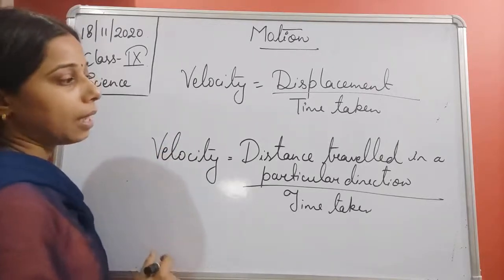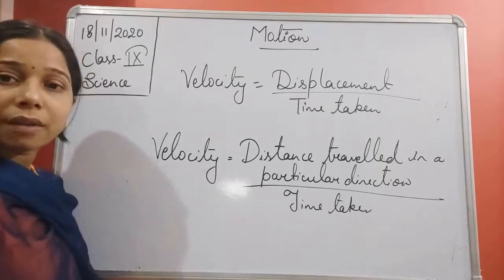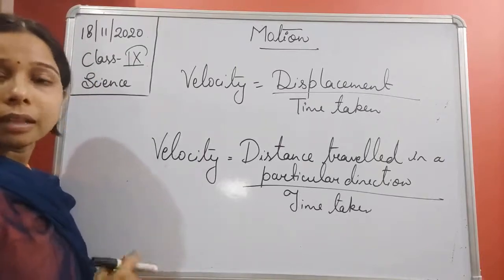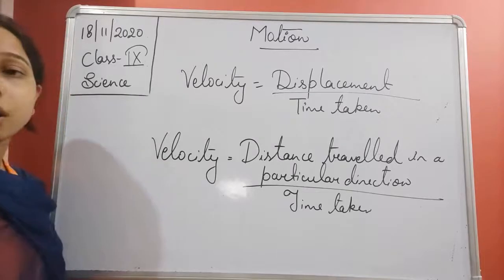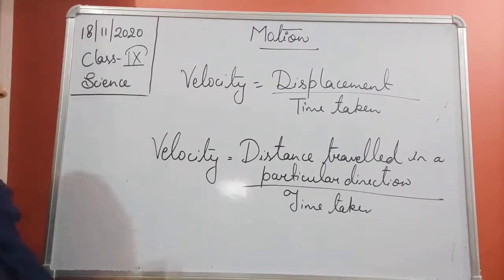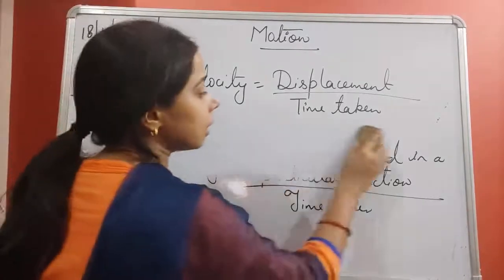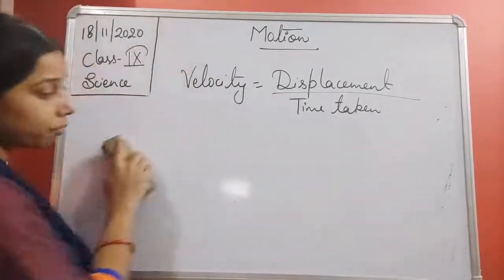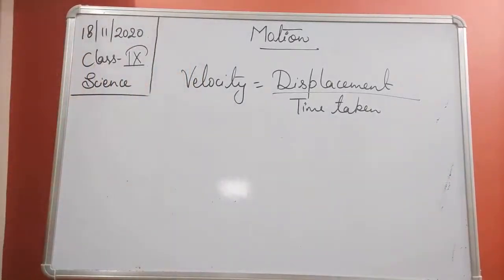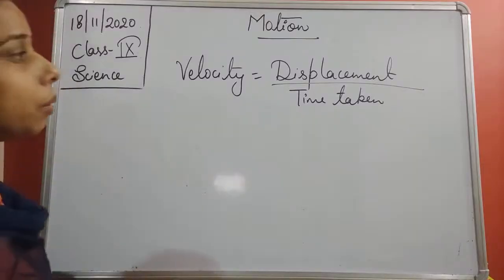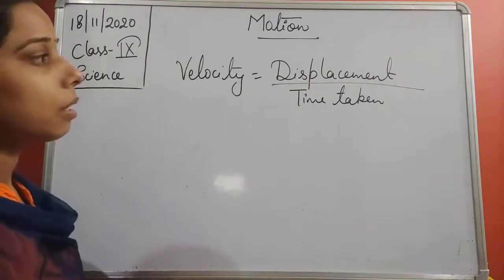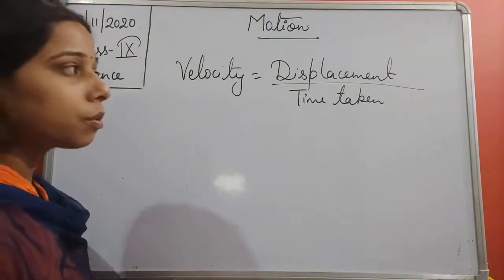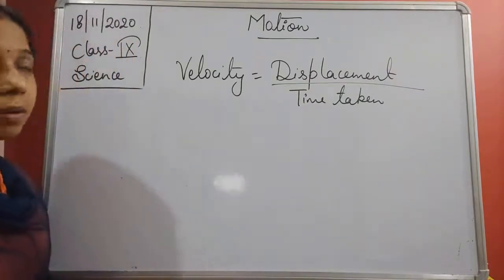So we can say that here the distance travelled in the direction that is mentioned, or we can say the displacement is mentioned. Now as you can see here, the velocity is the same as that of the speed, so we can also write it like this. If we talk about the velocity, students, you can see here velocity is equal to displacement upon time taken.